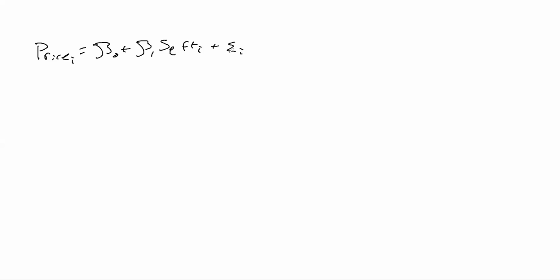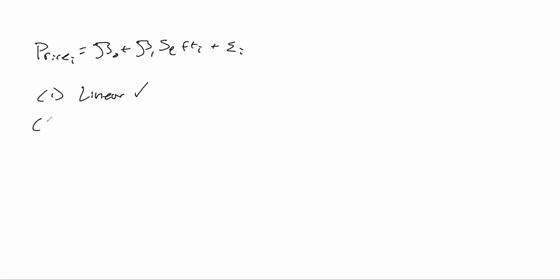The first assumption is that the model has to be linear in the parameters. We can see that in our specification, it is linear in parameters. We have an intercept and a slope, so it's linear, and we're good there.